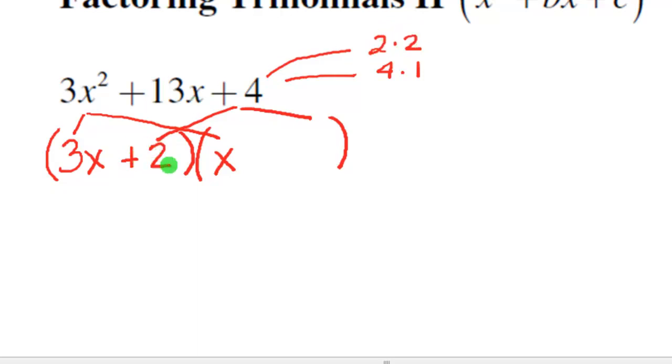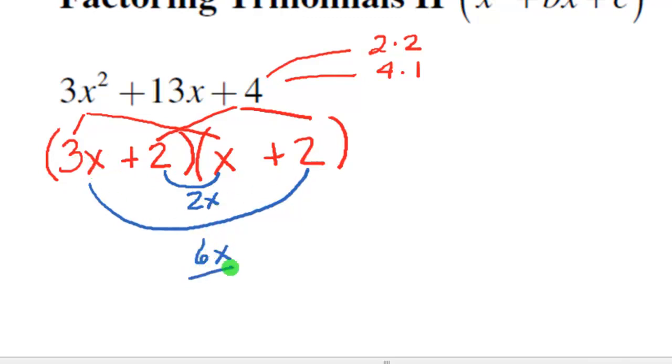I think most students might start with 2 times 2. So we would have plus 2 here and plus 2. That would give us our positive 4, but now we have to check to make sure we get the middle term. The middle term we get by multiplying inners and multiplying outers and then adding them. So inners, we get 2 times x, and that's a 2x. And in the outers, we get 3x times 2, which is a 6x. Notice that when we add these together, we get an 8x, which is not the middle term that we want, because we want a 13. So that tells us that we have to try something else for 2 and 2. And so we're going to now try the 4 and 1.